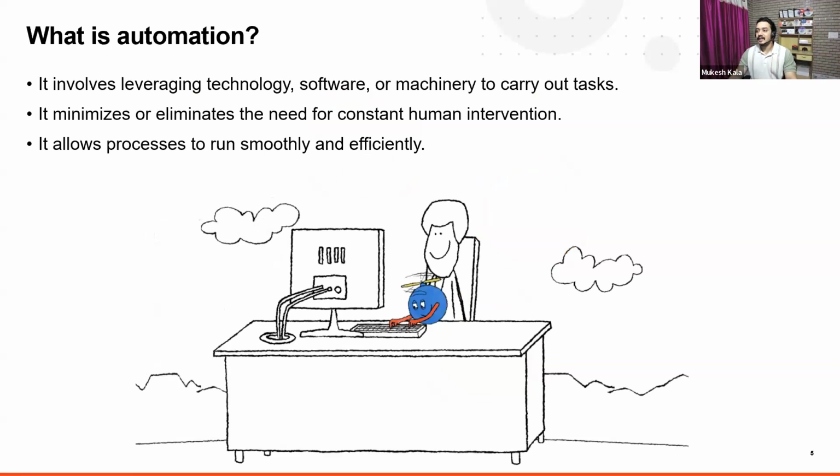Now, what exactly is automation? Whatever today you are able to do with the help of keyboard and mouse, you have a robot which is doing the task for you. And to build that robot, we use something which is called automation. In other words, robotic process automation.